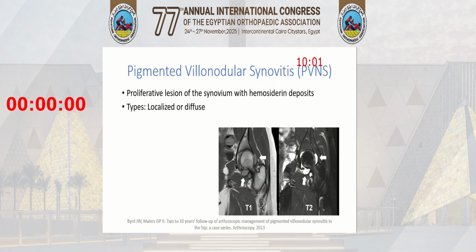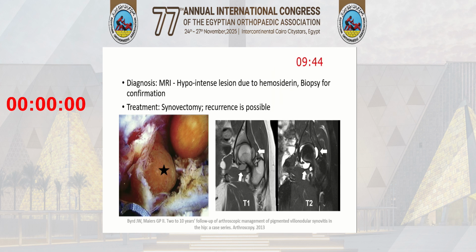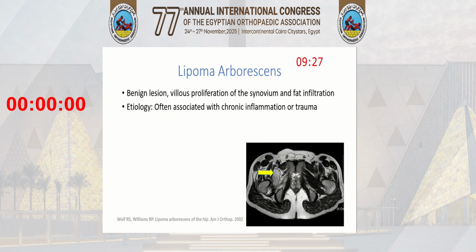Pigmented villonodular synovitis is a proliferative lesion of the synovium with hemosiderin deposition, in two types, localized or diffuse form, presenting with pain, swelling, recurrent effusion, and maybe stiffness. The diagnosis depends on MRI. In high resolution, we will find hypointense lesions due to hemosiderin deposition, and biopsy usually confirms the diagnosis. The treatment is usually wide synovectomy, and you should consider recurrence still a possibility.